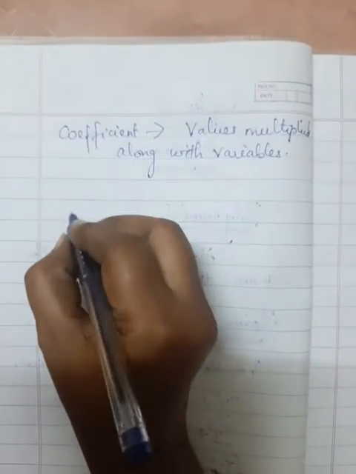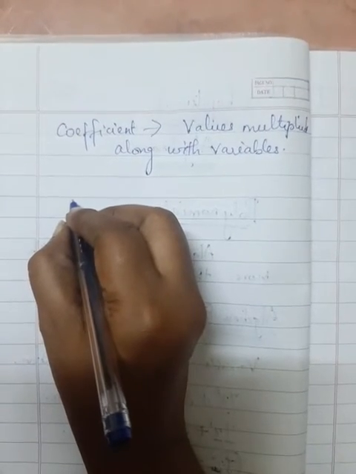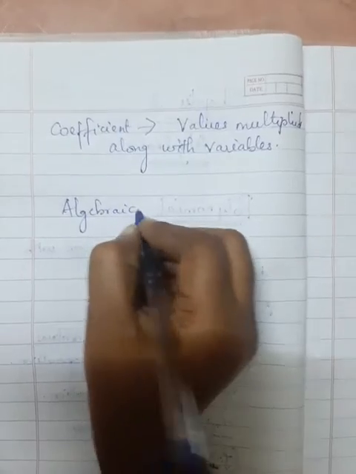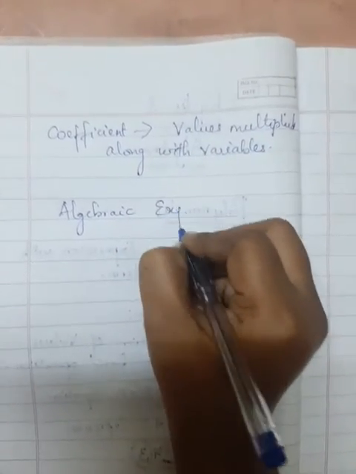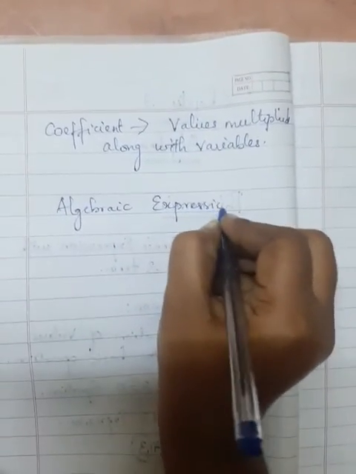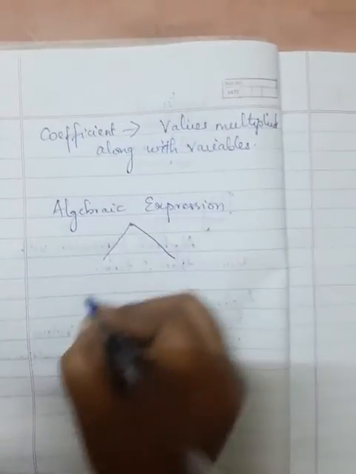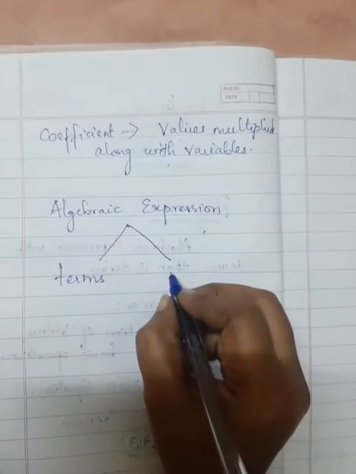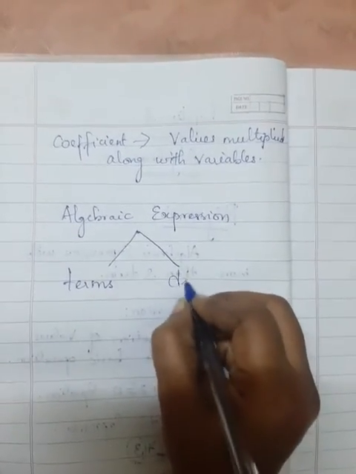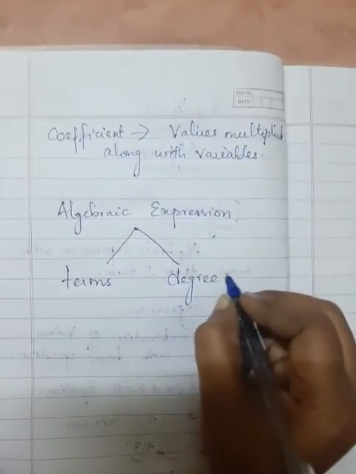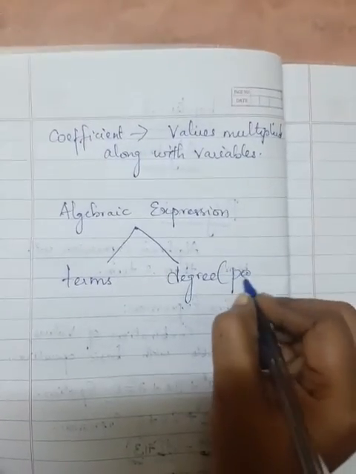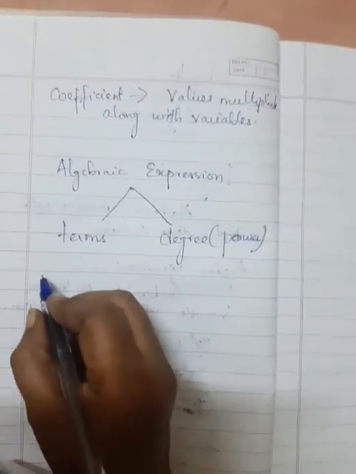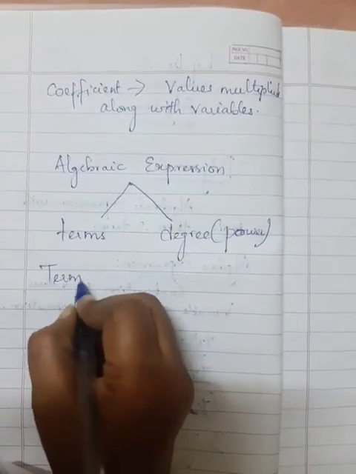Okay, so now this algebraic expression, we can divide with regard to terms and with regard to degrees. Okay, with regard to terms we can split this, or else with regard to degree. Degree means what? Power. Okay, so see here, with regard to terms.